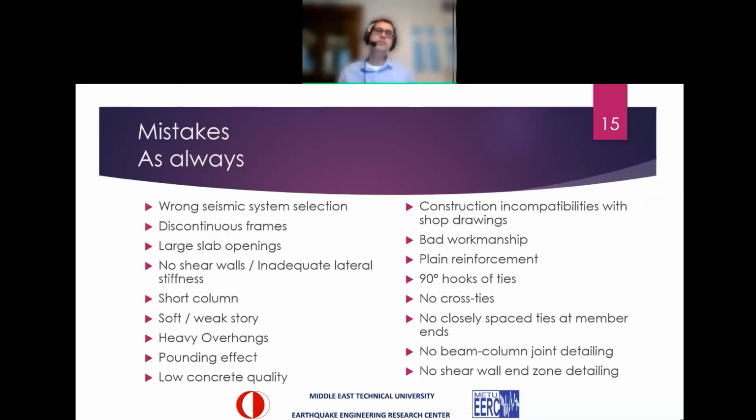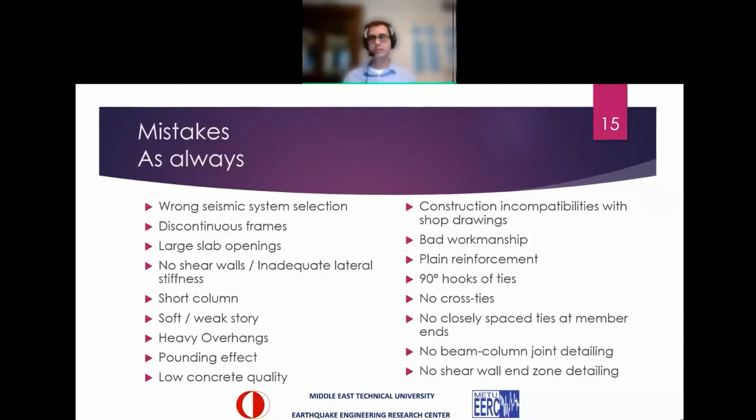The heavy overhangs, which we see everywhere in Turkey, are a big problem for Turkey. We saw also some pounding effects. Nearby buildings cause pounding during earthquake because of different seismic demands. And because of pounding, we saw some failures or damage.